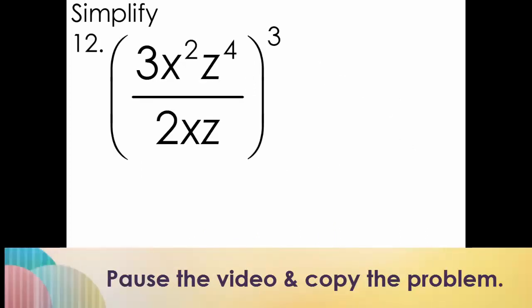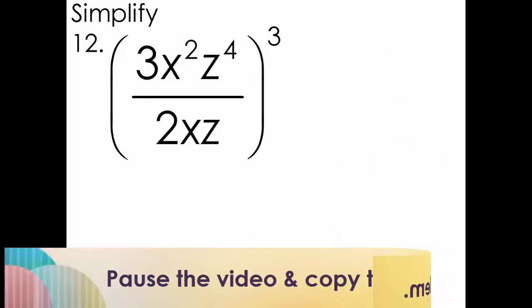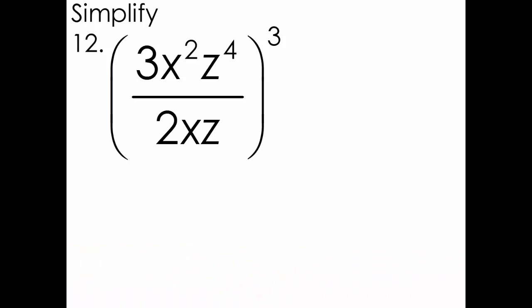Copy down example 12. Example 12 needs to be done a little bit at a time. Work inside the parentheses first. See, we have an x squared on top and an x to the first on bottom. We're going to subtract those. z to the fourth over z to the first. We're also going to subtract those.